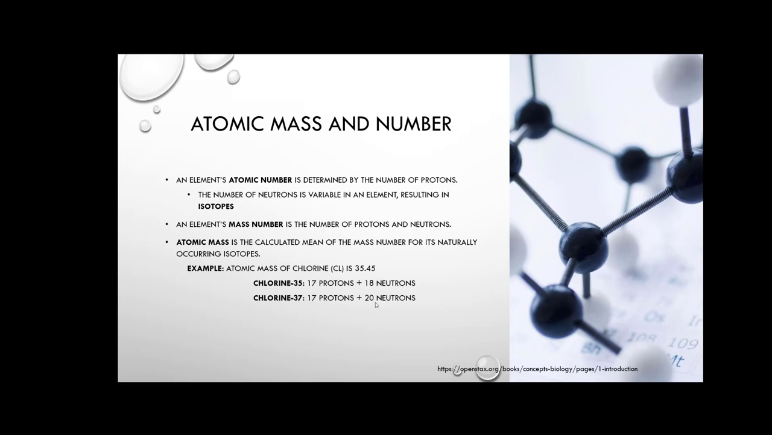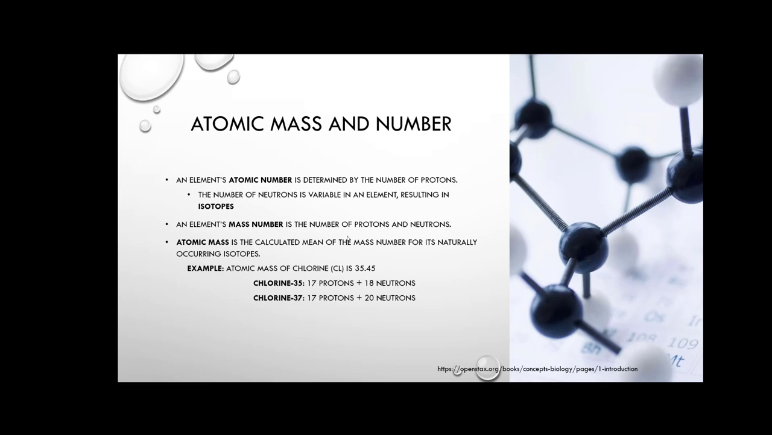So it could have 18 neutrons, it could have 20 neutrons. So that can vary. When the number of neutrons varies in an element, we call the variations isotopes. So the number of neutrons is variable, resulting in isotopes. All right.